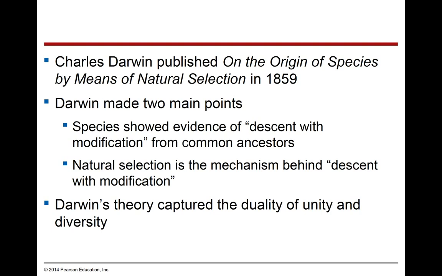Darwin's theory captured the duality of unity and diversity, which we've talked about. Even though, like I said, they do appear to be opposing forces, they actually work well together. Unity, because we have a lot of the same basic rules, right? Like our DNA. And diversity, because there are so many new branches of species being developed all the time through descent with modification.